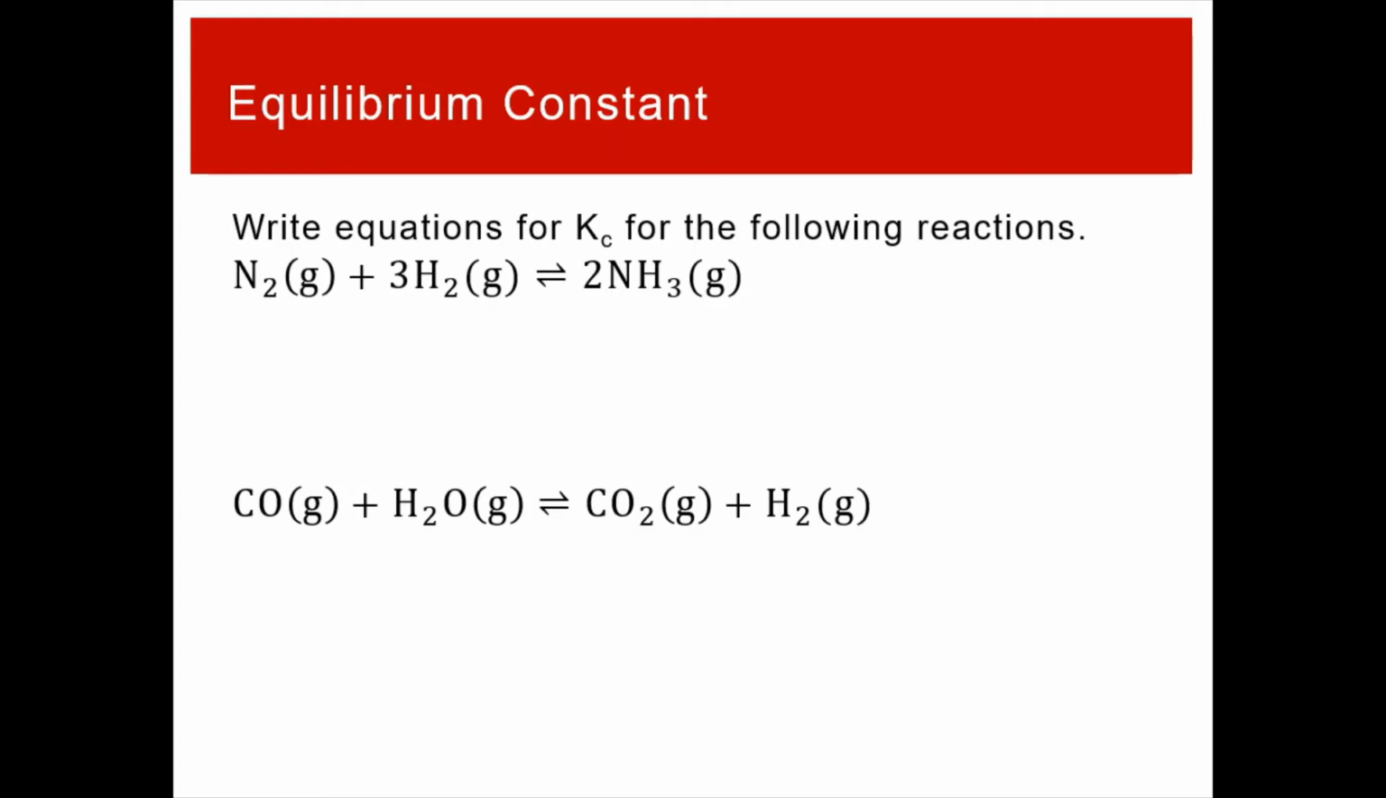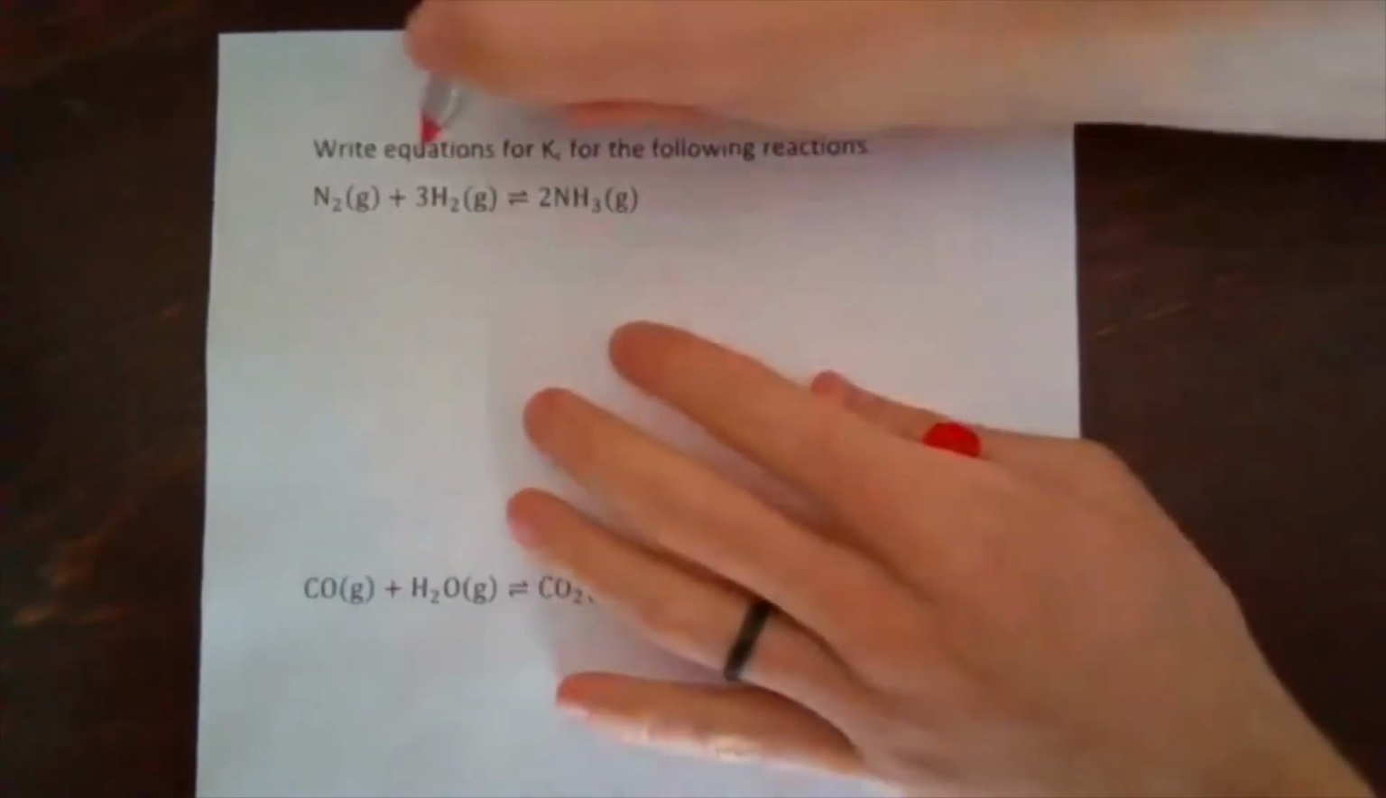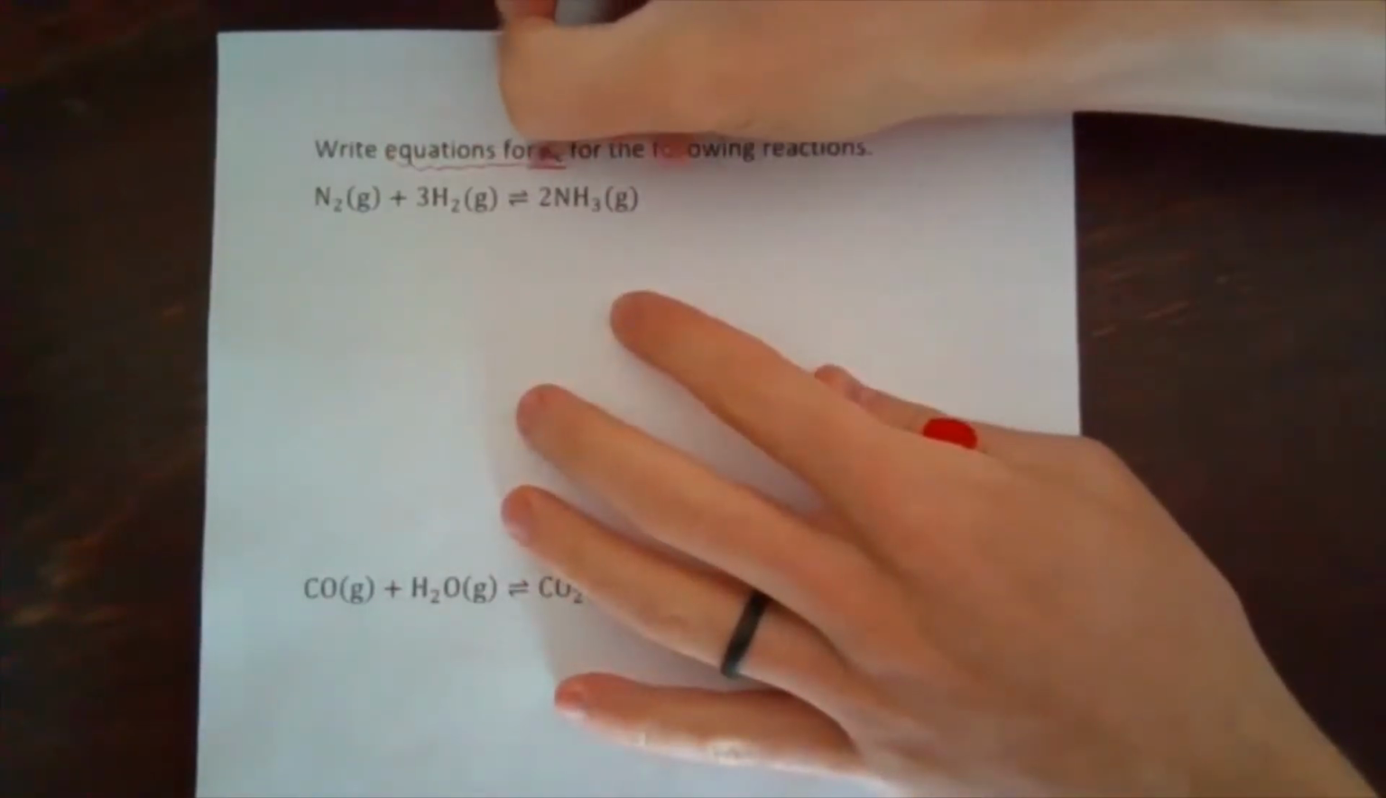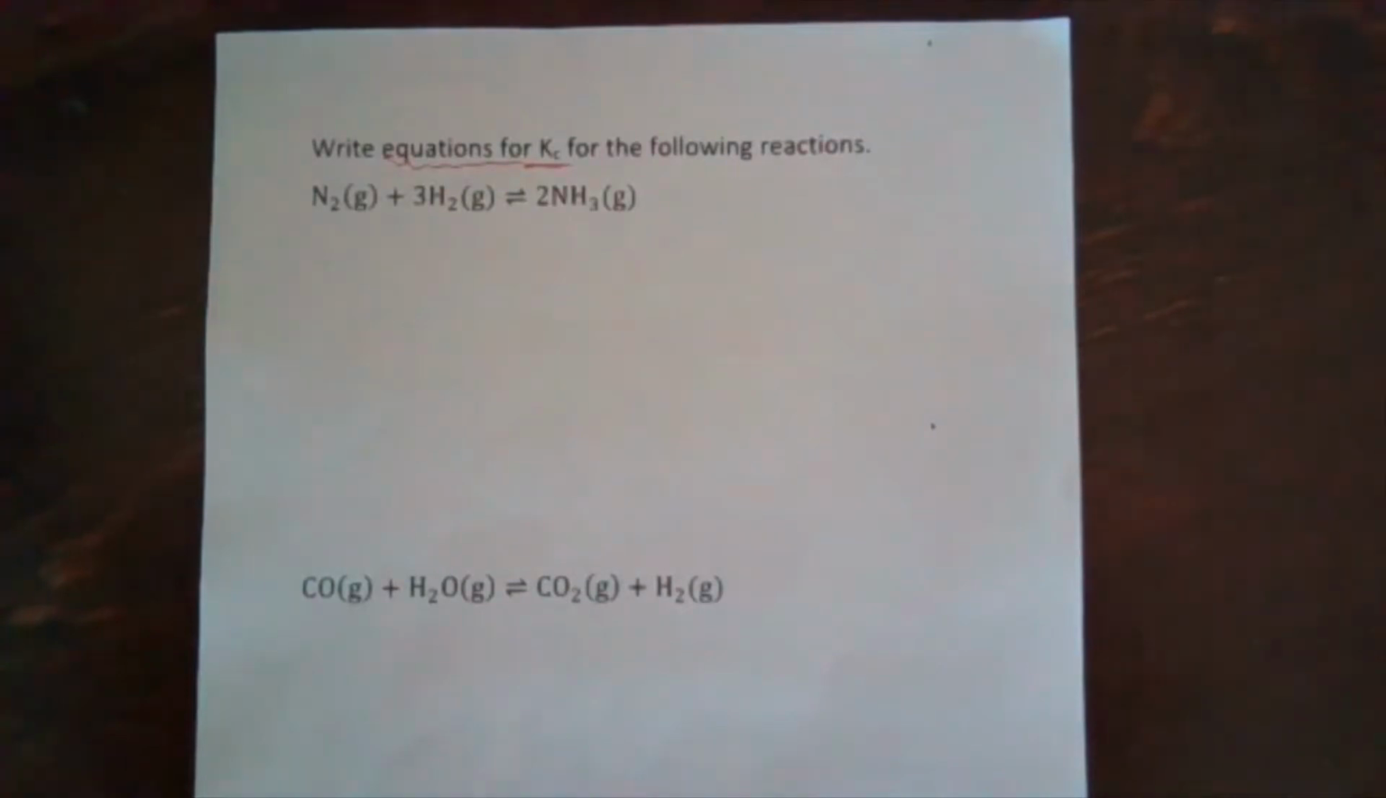So we want to get some practice writing equations for Kc. We're going to do it for the following reactions. I have N2 plus 3H2 becomes 2NH3, and then CO plus H2O becomes CO2 plus H2. All right, so when we want equations for Kc, this is our equilibrium constant, and it is a number, but we really also want to be able to come up with the functional form, or the equation, that relates the value of Kc to the concentrations of all our different components.